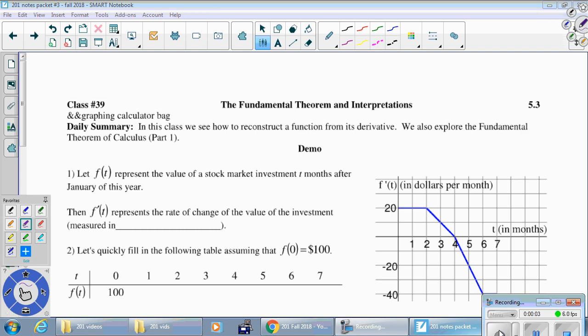Lesson 39, Demo. In this class, we see how to reconstruct a function from its derivative. We also explore the fundamental theorem of calculus part 1.